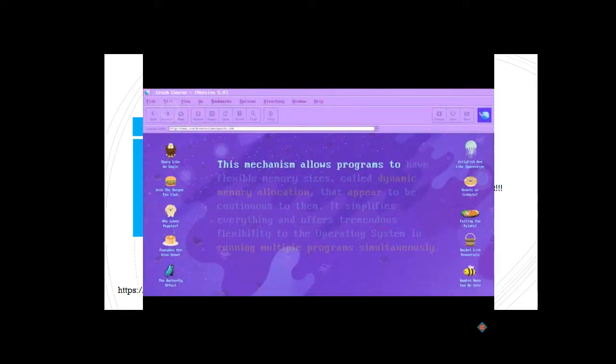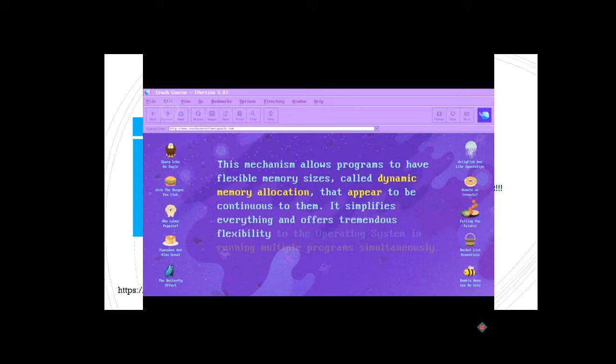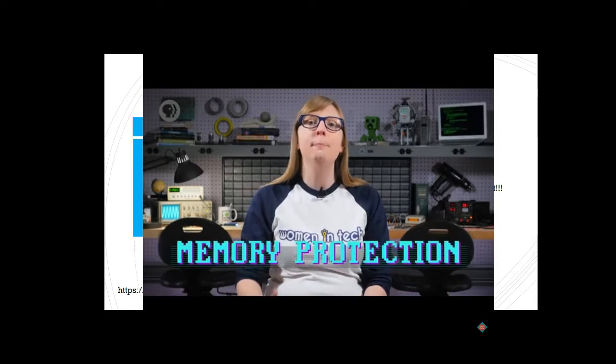This mechanism allows programs to have flexible memory sizes, called dynamic memory allocation, that appear to be continuous to them. It simplifies everything and offers tremendous flexibility to the operating system in running multiple programs simultaneously. Another upside of allocating each program its own memory is that they're better isolated from one another. So if a buggy program goes awry and starts writing gobbledygook, it can only trash its own memory, not that of other programs. This feature is called memory protection.